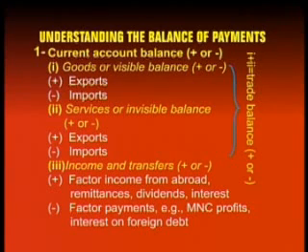Thirdly, we have the income and transfers account. Again, you could have factor incomes from abroad. That is, your workers outside might remit their salaries back home to Pakistan. You could have people working abroad or firms, Pakistani firms operating abroad, sending their dividends or profits back home.